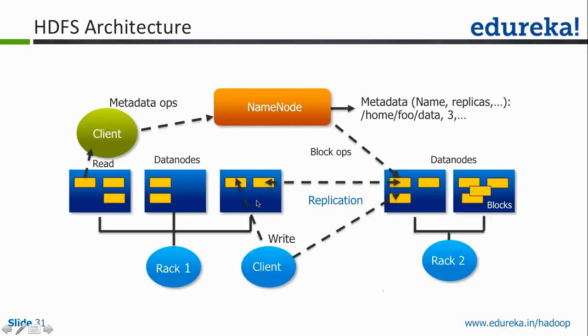Now, as I told you, these are commodity computers, so there is a good chance of them failing. Hence, replication is built into the architecture itself. Each data block by default is replicated three times. So if a data block is present here, it will be present here as well. Where the data block is replicated, we'll come to know in a while. But for now, assume that each data is replicated thrice by default. It is configurable. You can either increase or decrease that as well.